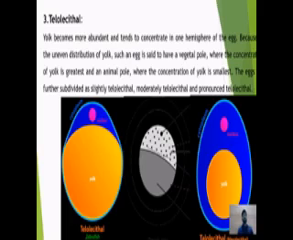Telolecithal is nothing but a huge amount of yolk being present, an enormous amount, and it is concentrated in one hemisphere of the egg. The cytoplasm, the nucleus and all these things are pushed toward the other hemisphere, the other pole.